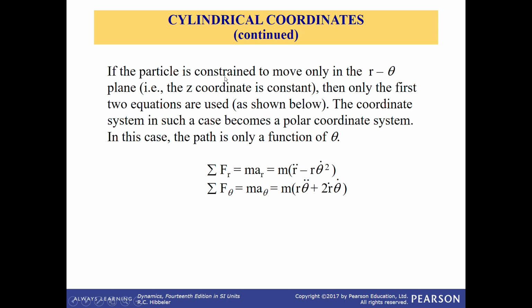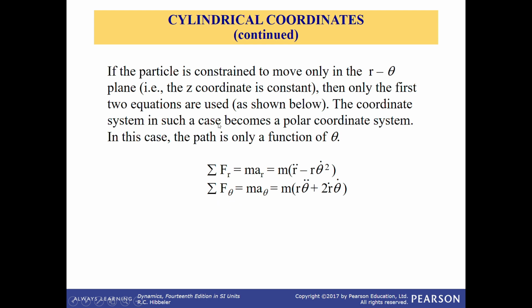If the particle is constrained to move only in the r theta plane, in which the z coordinate is constant, then only the first two equations are used as shown below. The coordinate system in such a case becomes a polar coordinate system. In this case, the path is only a function of theta. So we can eliminate summation of Fz equal to m az.